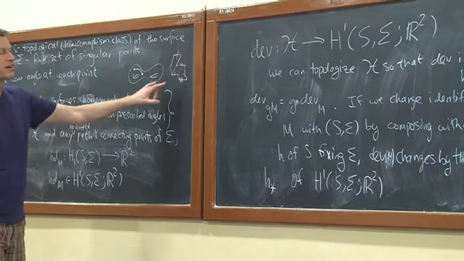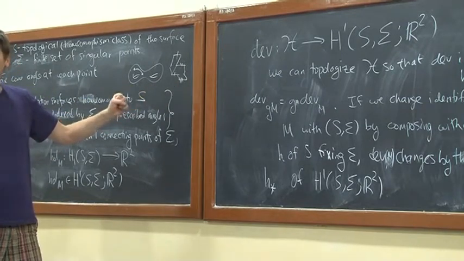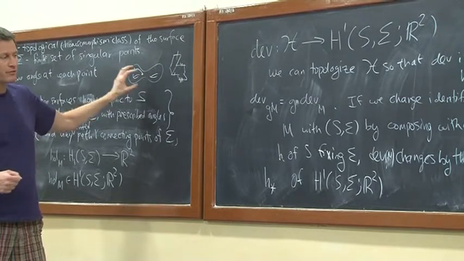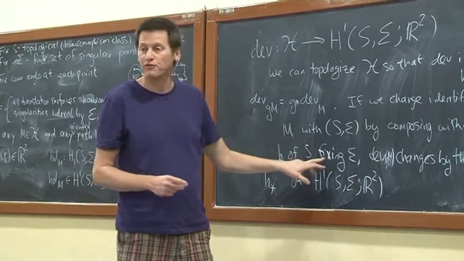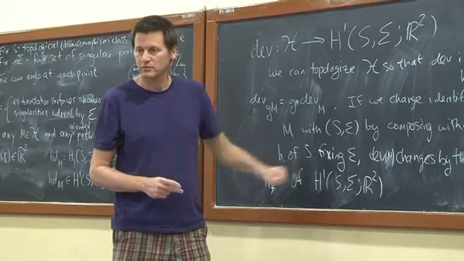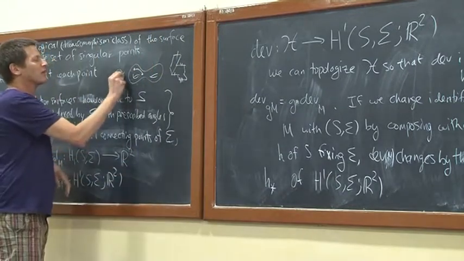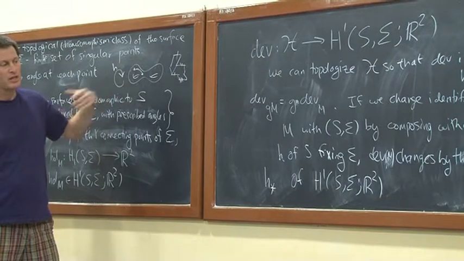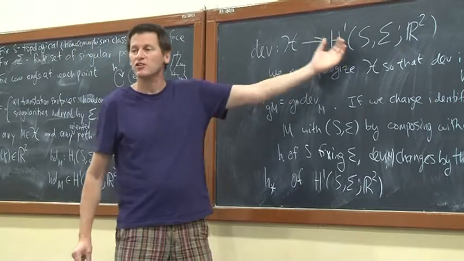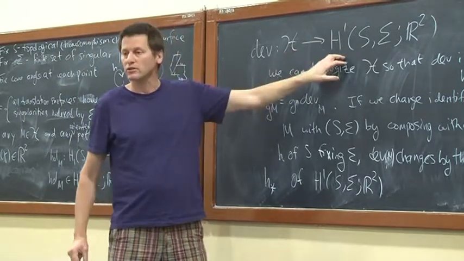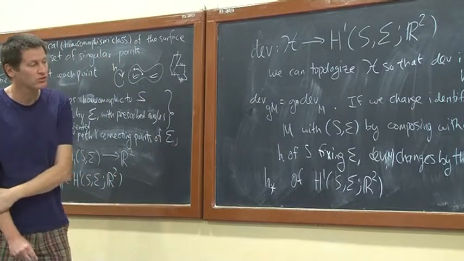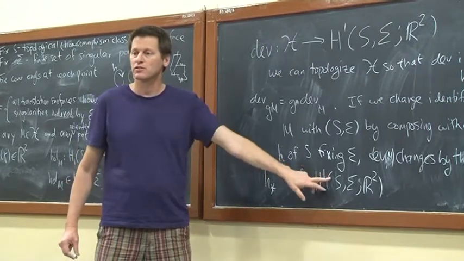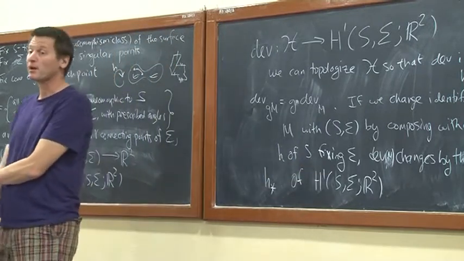Right. So when I change this identification, that's known as changing the marking. Two markings of the same translation surface differ by a homeomorphism of sigma of S fixing sigma. So you can think of a map here which fixes sigma and is a homeomorphism of the surface, and that will change this identification. So it will change this cocycle, and the change in the cocycle is given by just the effect of the homeomorphism on this homology group, a linear map.